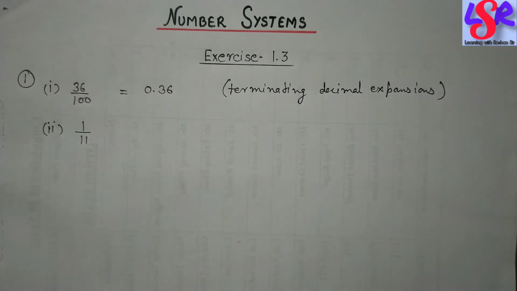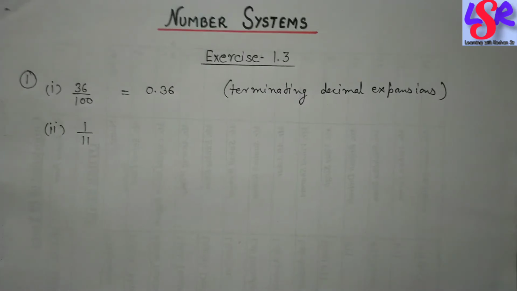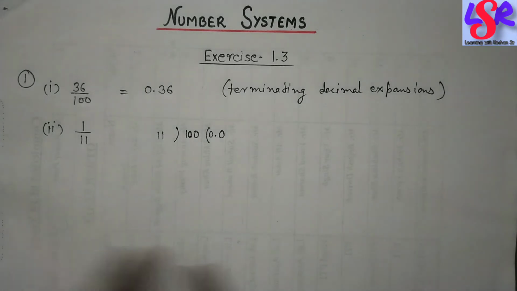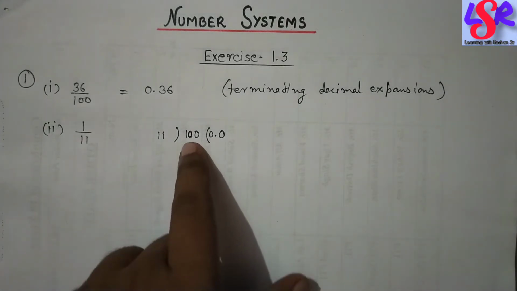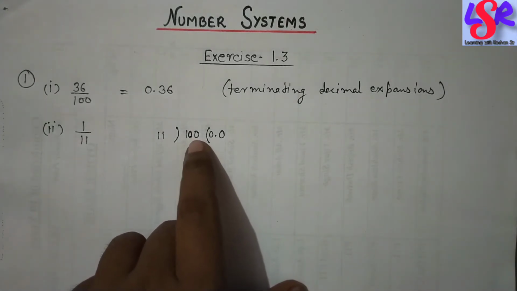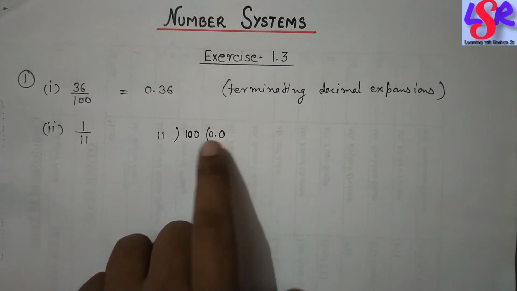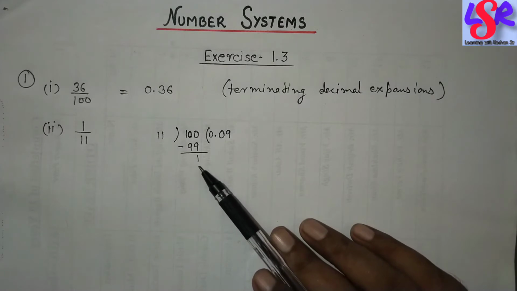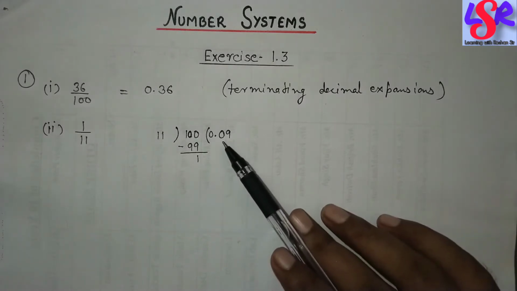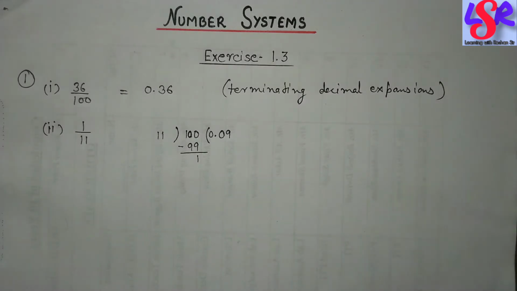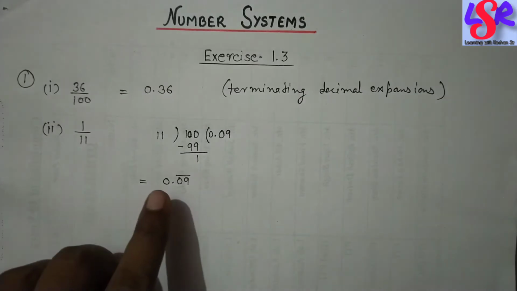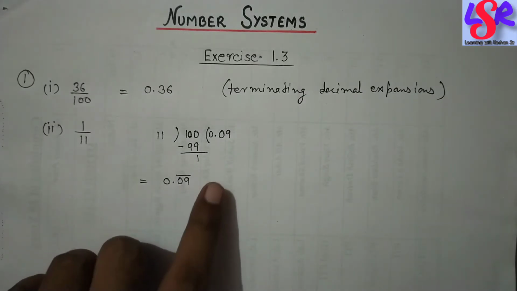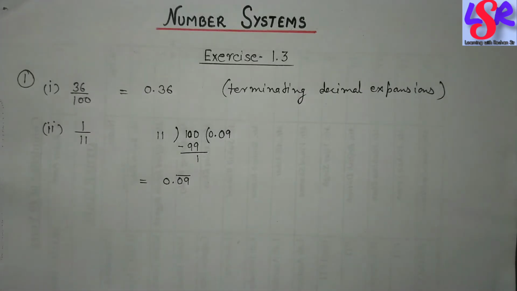Now let's see the second part, and here we have 1 upon 11. First of all we are going to divide 1 by 11 like this. Now we have placed a decimal point, so we have increased one 0, and to get one more 0 we have placed a 0 over here. Now we are going to divide it, and here we get 1 as the remainder. Therefore the 0 and 9 will be repeating again and again, and here we get 0.09 with a bar. So this is a non-terminating decimal expansion.